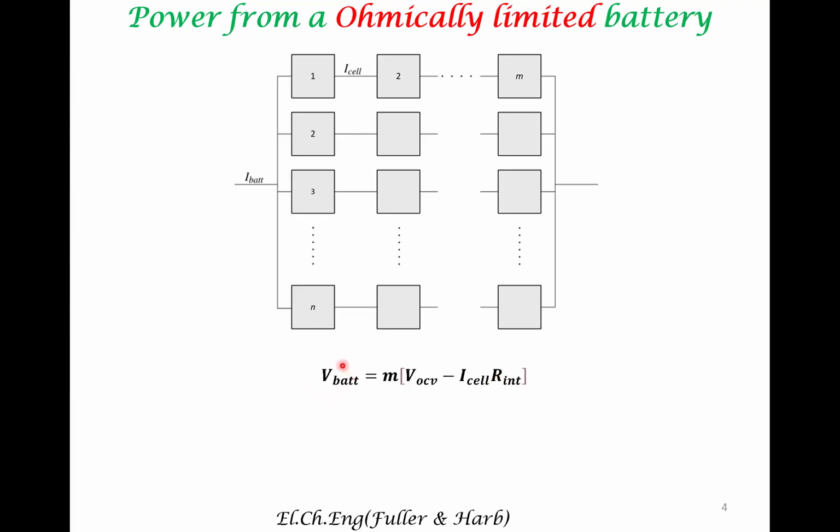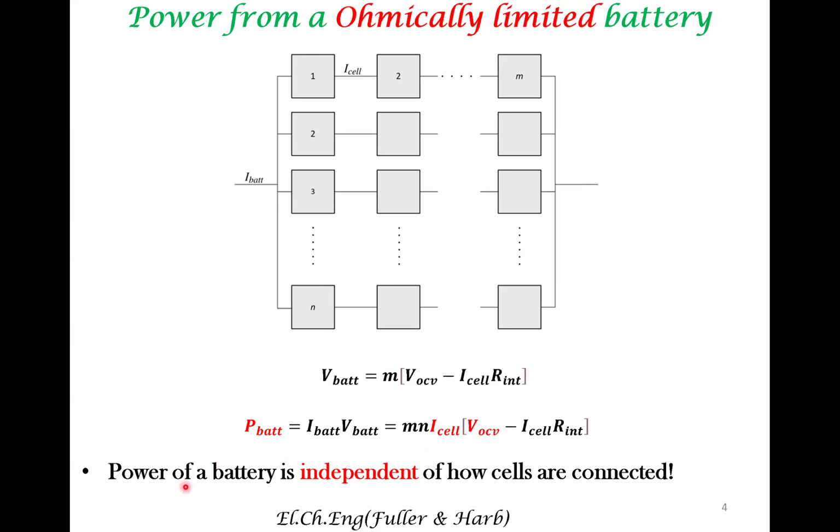So the voltage that can be provided by a battery is M times this quantity. So the power that is supplied by the entire battery pack is I times V battery. So that would be MN times this quantity. What is important to notice is that the power provided by a battery, when we say battery, it is synonymous with battery pack or a pack, is independent of how cells are connected.